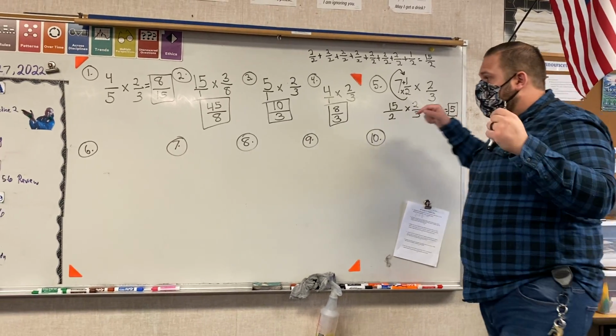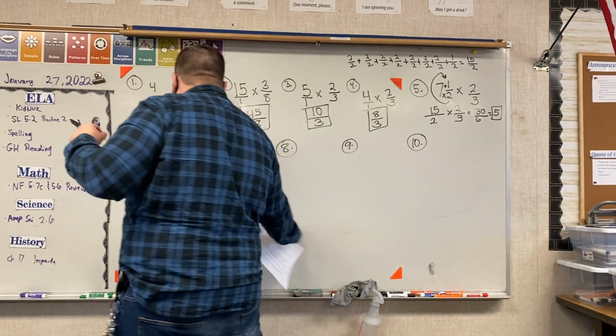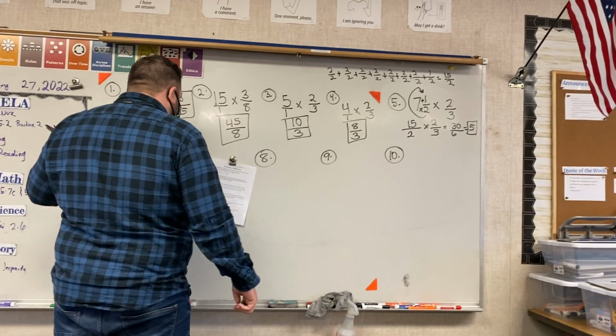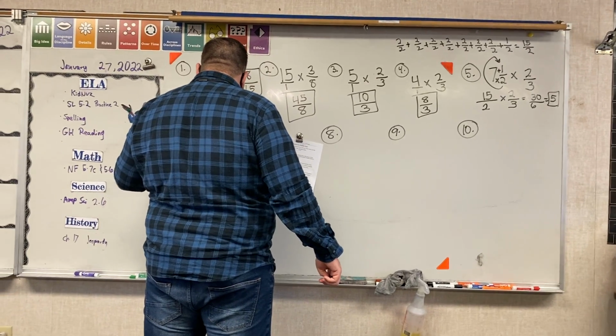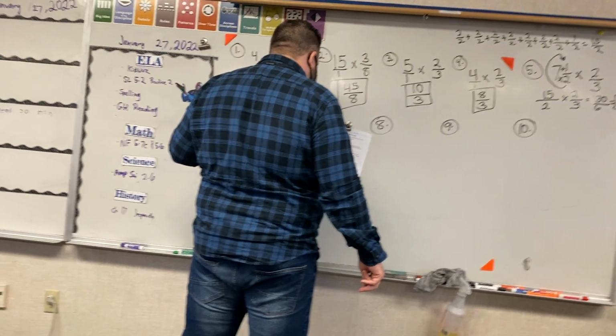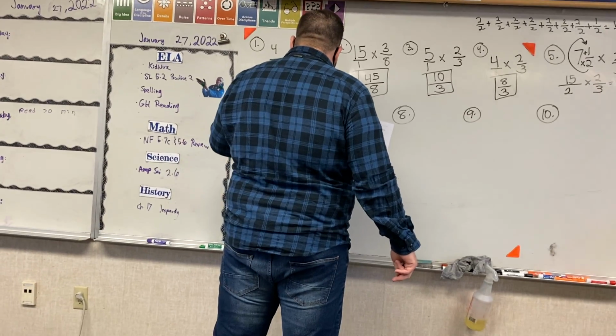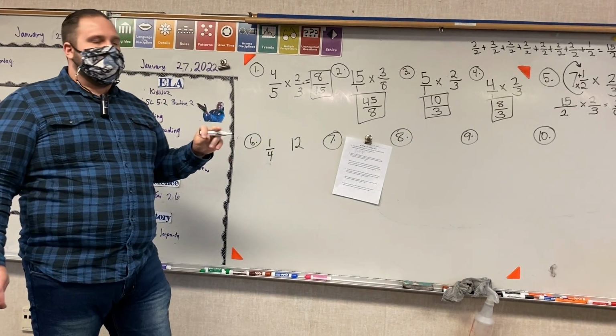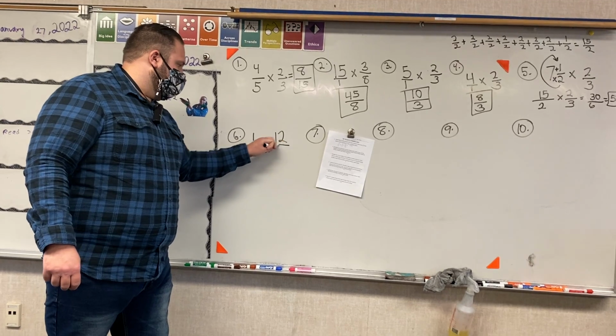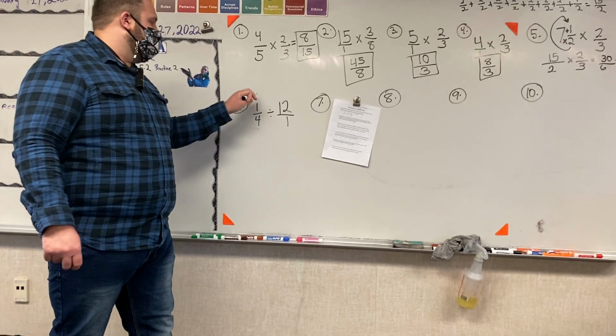Okay. Number 6. Mr. Ross has 1/4 of a book of stickers, and he wants to divide it among 12 of his students. What am I doing here? Dividing. Okay? So 12 over 1. Now I have to sort.